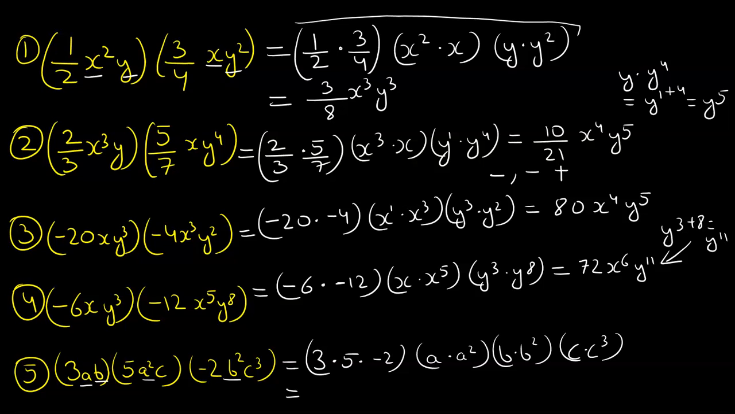So we multiply this. 3 times 5 is 15. 15 times negative 2 is negative 30. A times a square, we get a cube, or you can simply write 1 plus 2, that is also 3. Then we get b cube and c to the power of 4. That is our final answer.